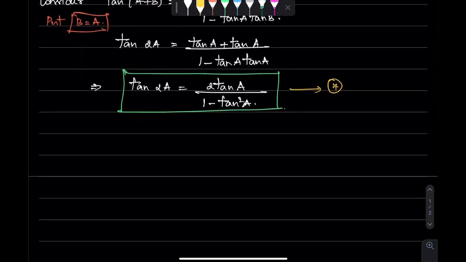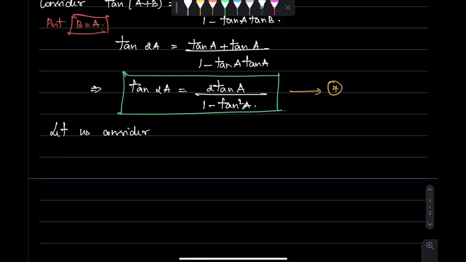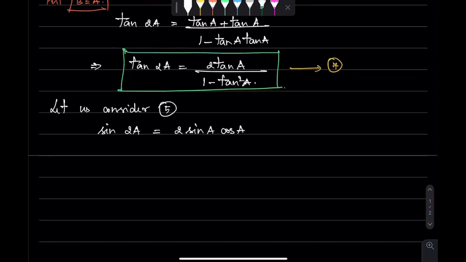So let us consider the fifth expression, which is nothing but what? Yes, sine 2a. What is sine 2a we got actually? We got it as 2 sine a cos a. So I'm going to express this in terms of tan. What am I going to do here? So 2 sine a cos a, I'm going to multiply and divide by cos a.